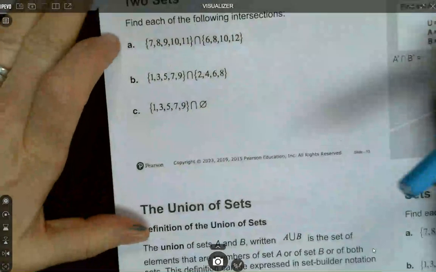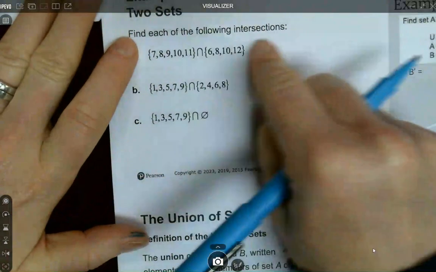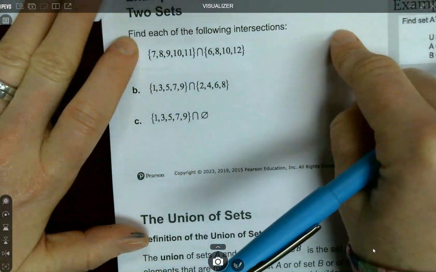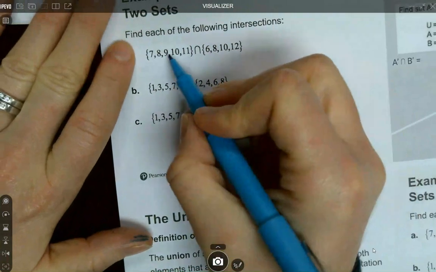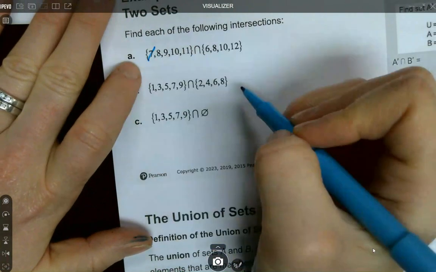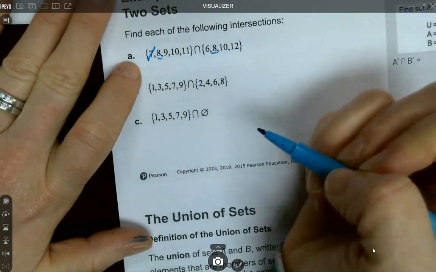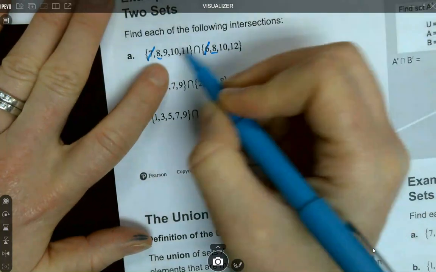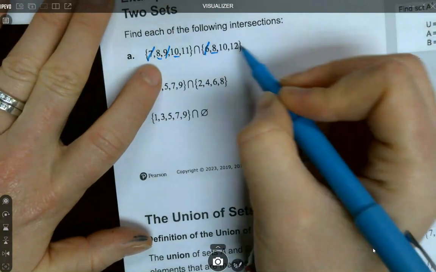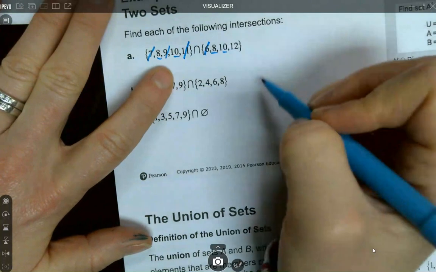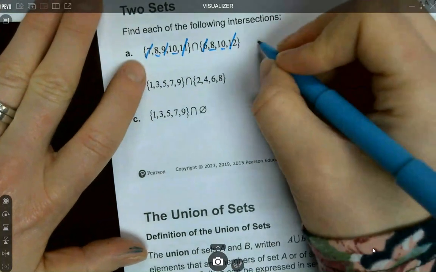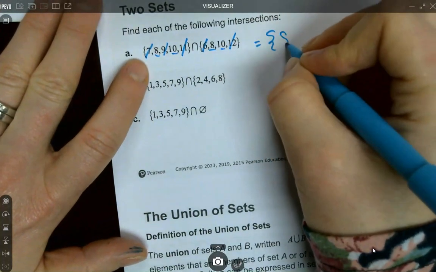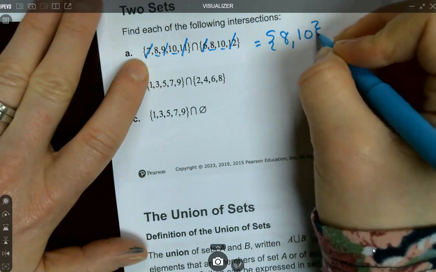So let's find the intersection of some sets. Find each of the following intersections. Let's see, what do they have in common? They don't have 7 in common. 8, yes. They don't have 6 in common. 9, no. 10, yes. 11, no. 12, no. So the only thing that is in both sets is 8 and 10.